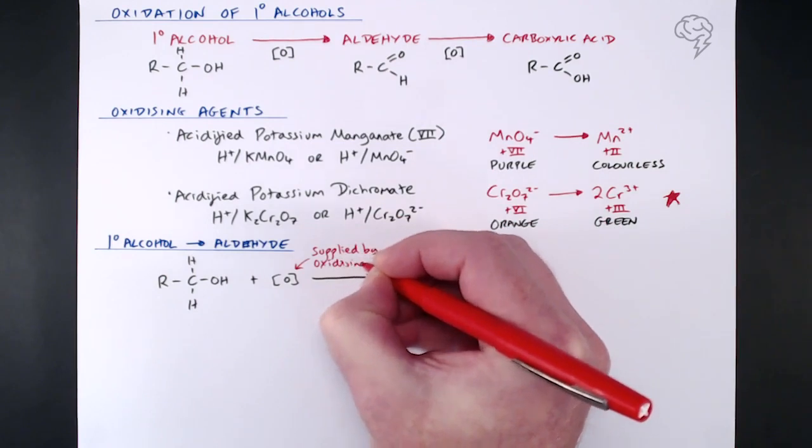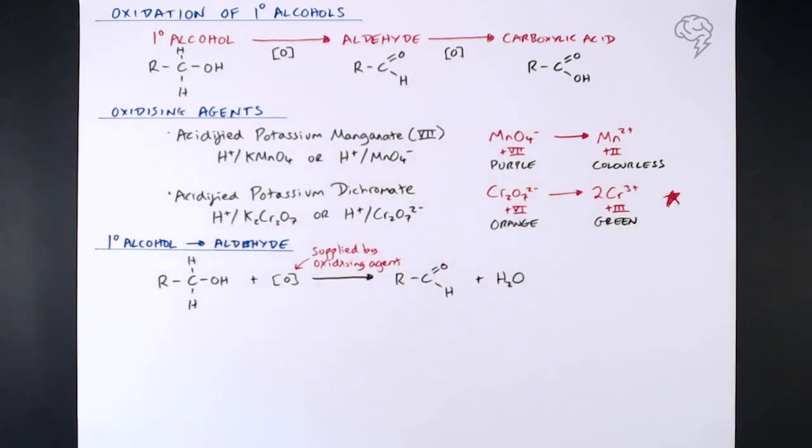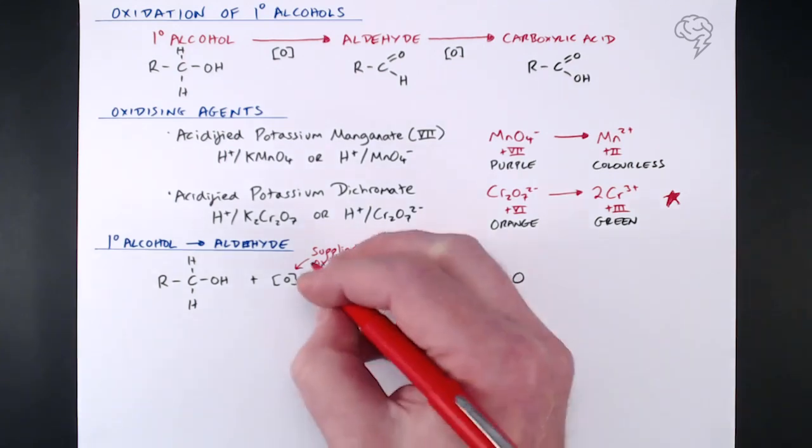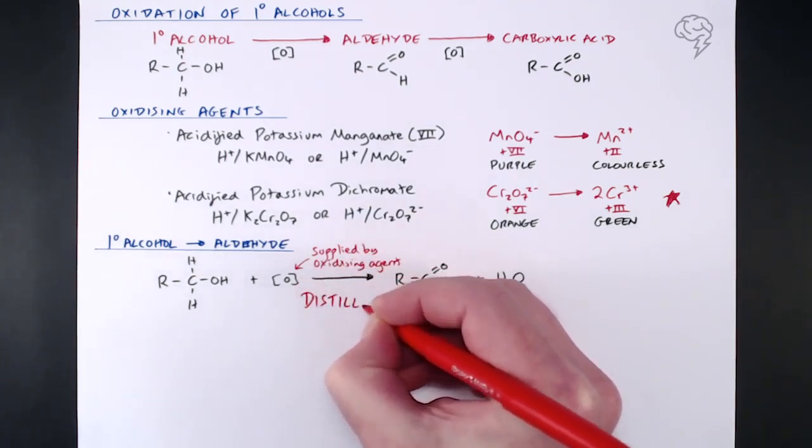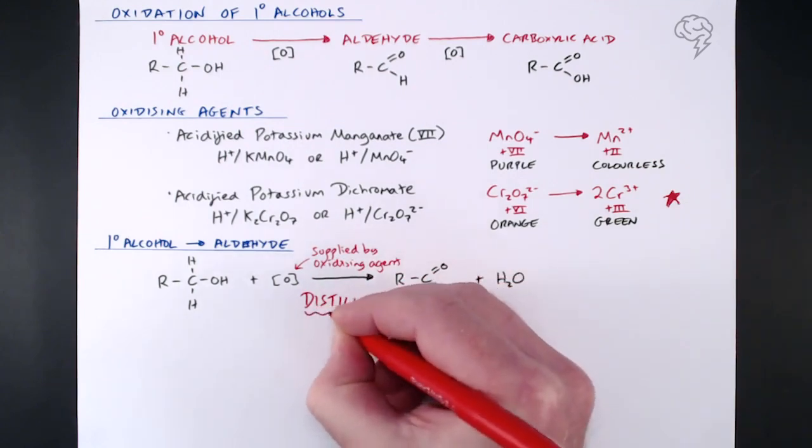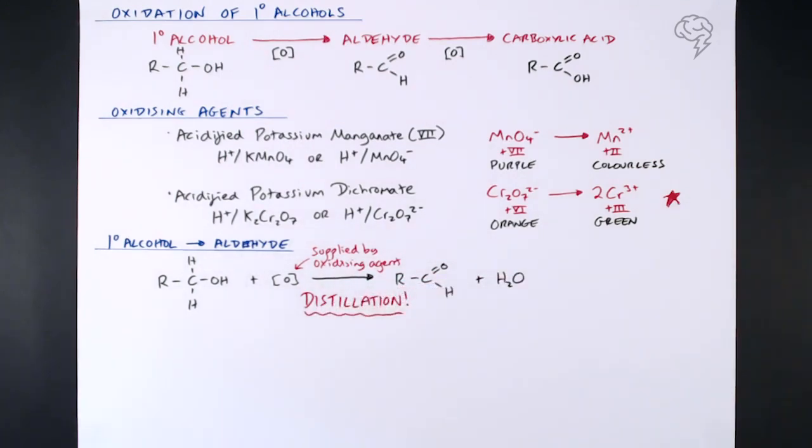Now, I said we need to actually remove this aldehyde from the mixture before it gets further oxidized to the carboxylic acid, which will very, very easily happen. There is one particular thing that we need to use here, and that is distillation. So we need to heat this primary alcohol with the oxidizing agent with distillation. As that aldehyde is produced, it actually evaporates and goes into the condensing chamber, and we can take it out of that reaction mixture before it ends up getting further oxidized to the carboxylic acid.